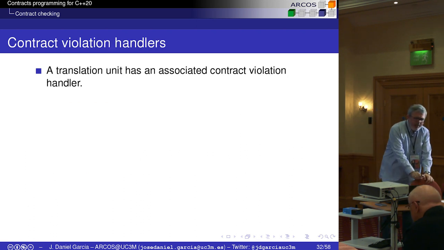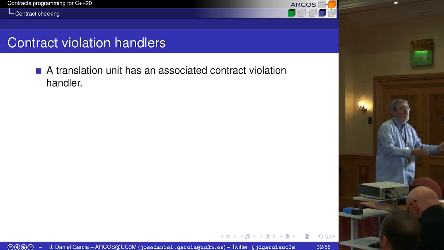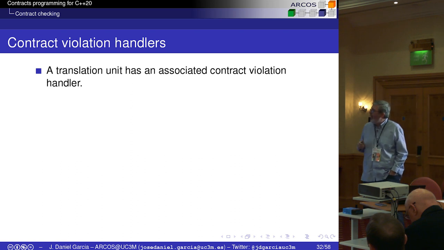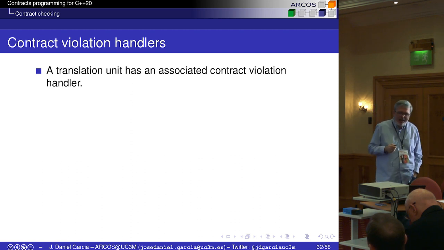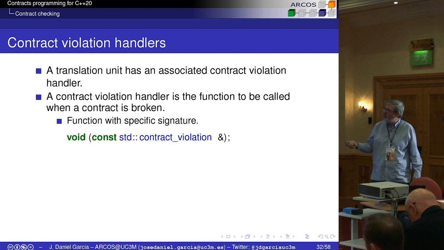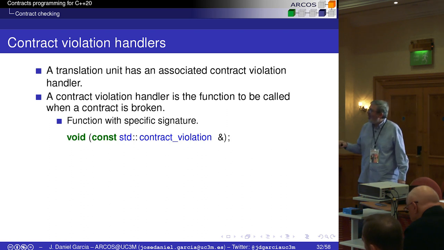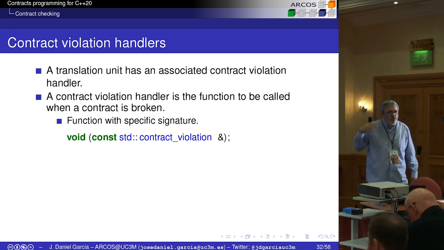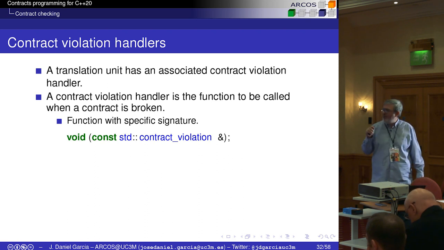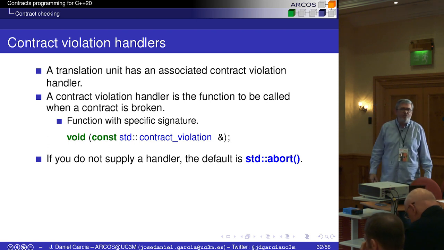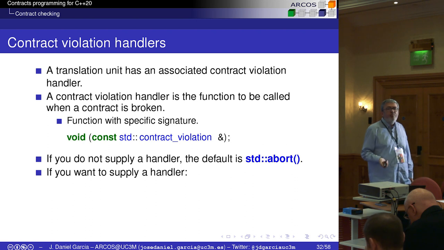Now, next thing is handling. I said by default, we terminate the program, but sometimes we want to do something before that. So you may have a contract violation handler. A contract violation handler is just a global function with this signature, returning nothing, and taking a const reference to a contract violation data structure where you can write what you want to be performed. If you do not supply a handler, the default handler is abort. But you can supply a handler.